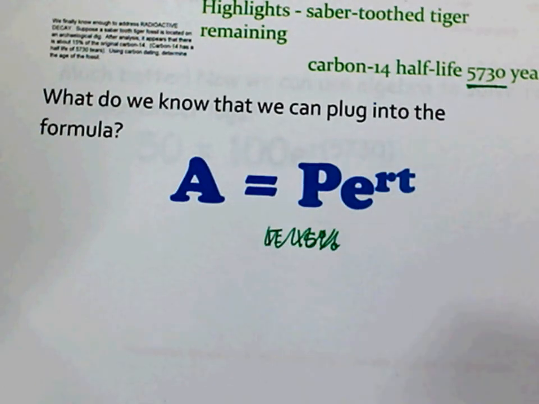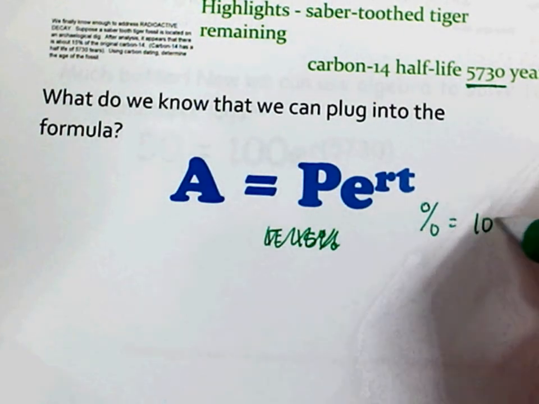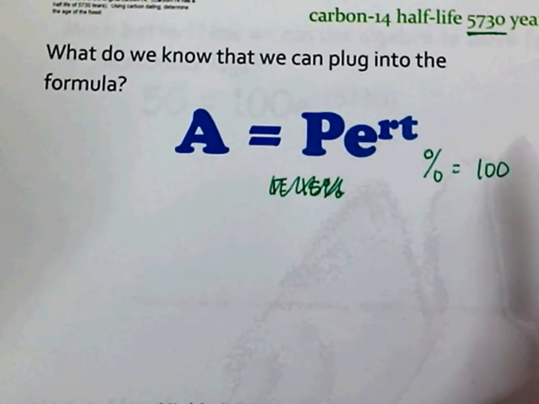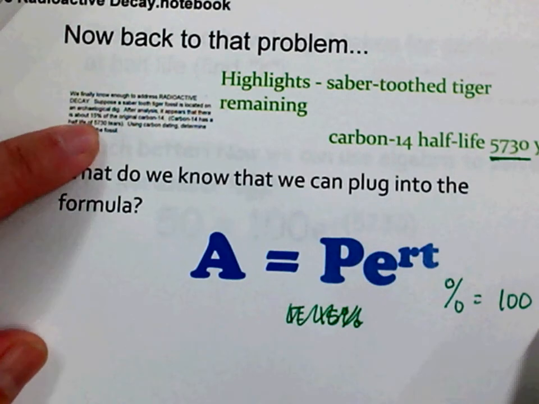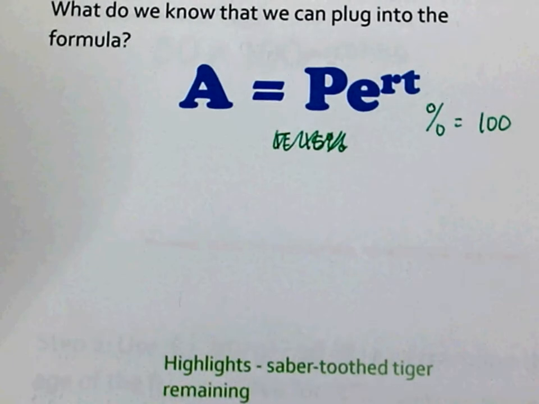A percent, remember, anytime you see the word percent, is out of 100. Okay, so it says, I wish I'd made that bigger. It appears that there is about 15% of the carbon-14 left. Using carbon dating, determine the age of the fossil. This is going to be a two-step process.